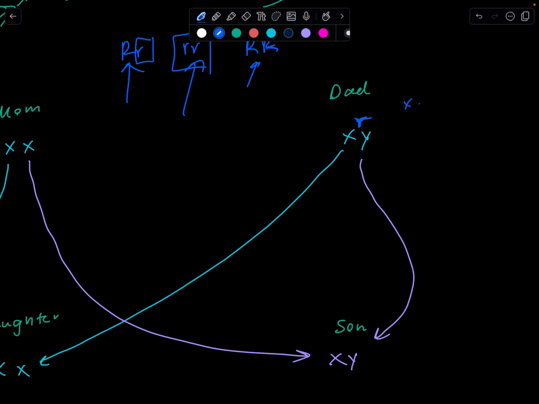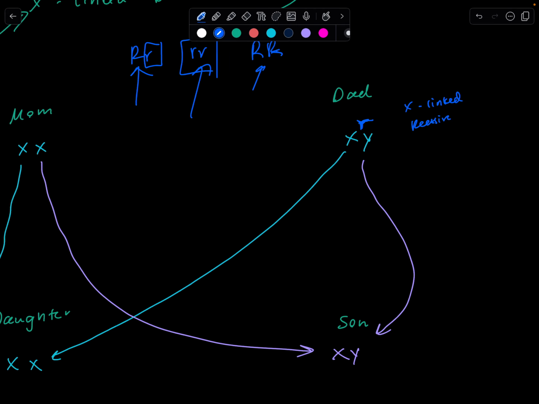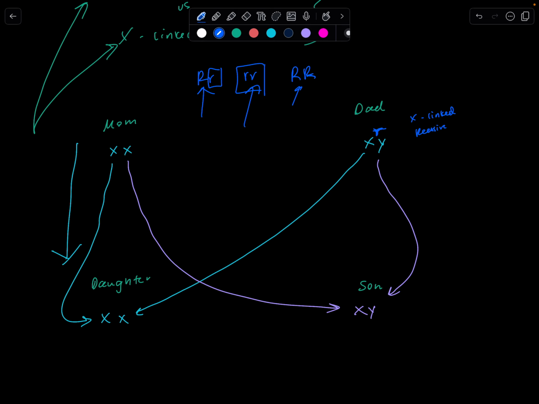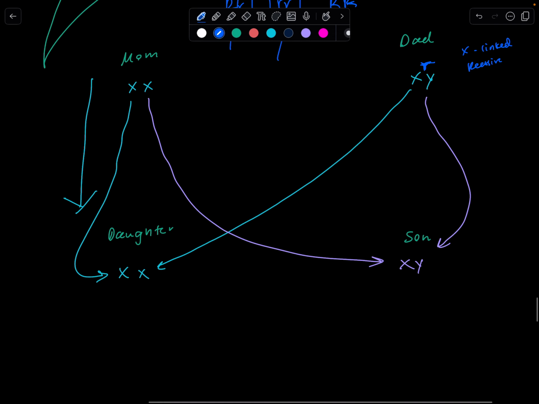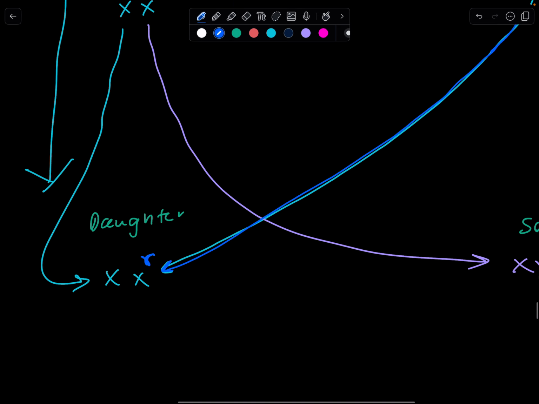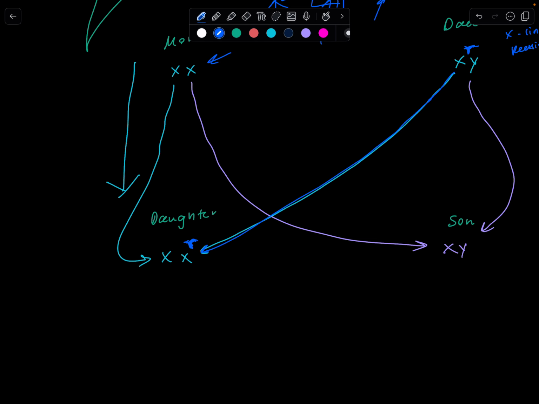So this is X-linked recessive. They have the lowercase r, but they're still going to have the disorder because they only have one X chromosome. If they have a mutation on the X chromosome, then they have the disorder. Now, the dad is going to give his X to the daughter, if we remember. So now the daughter is going to have one lowercase r. And let's say that the mom is normal. We are going to get the normal X from the mom.